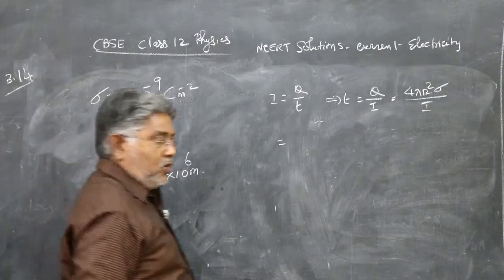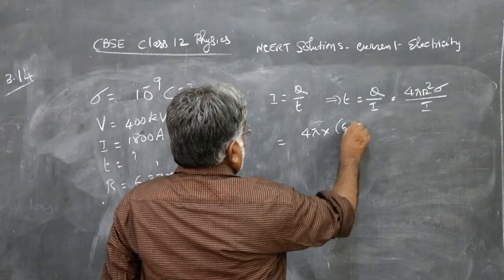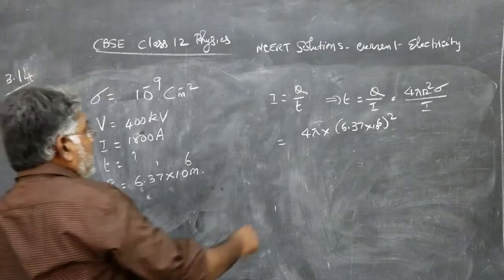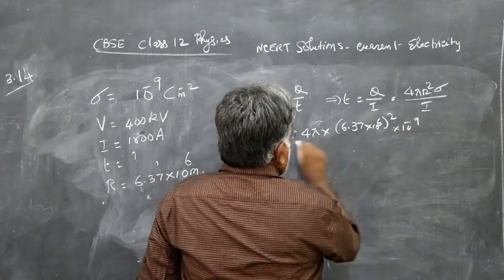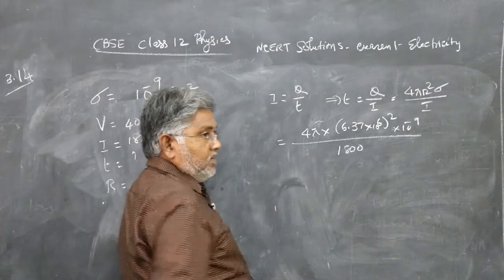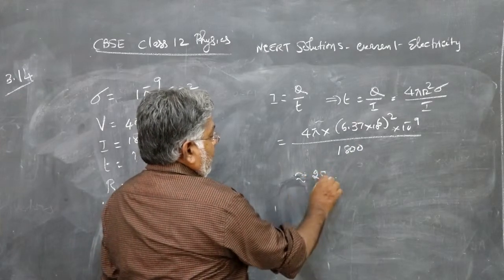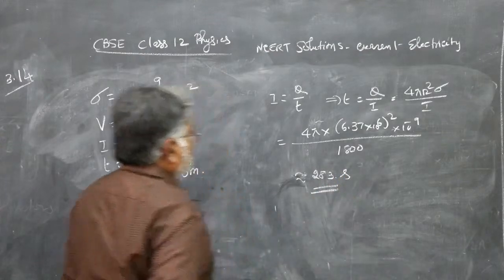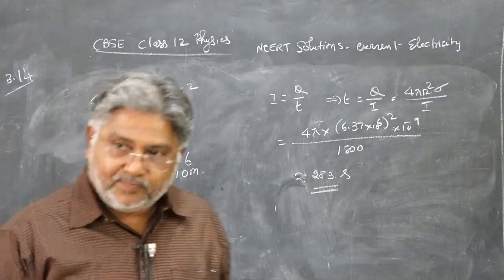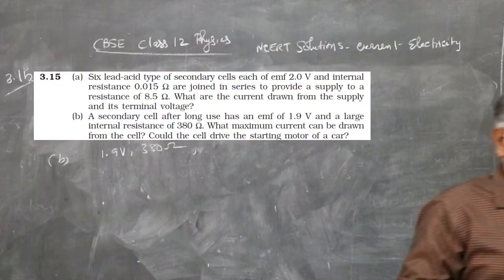4 pi r squared, with r as 6.37 times 10 to the power of 6, sigma 10 to the power of minus 9, divided by current 1800 ampere. This on simplification will give you 283 seconds. So, the answer for this question is 283 seconds. Okay. Next question, question 3.15.